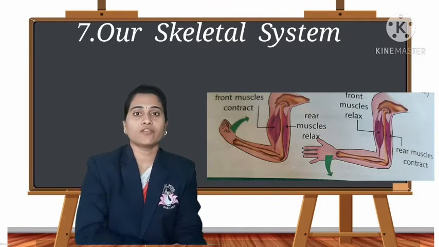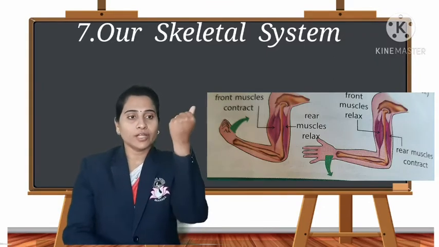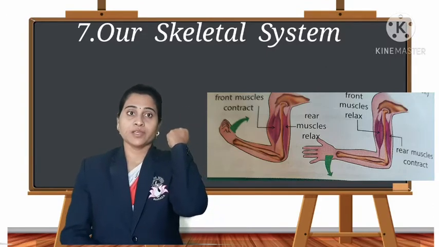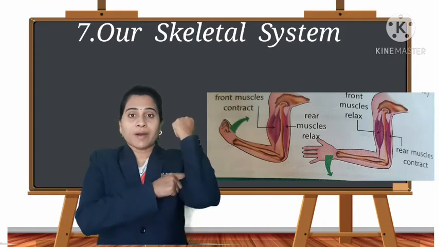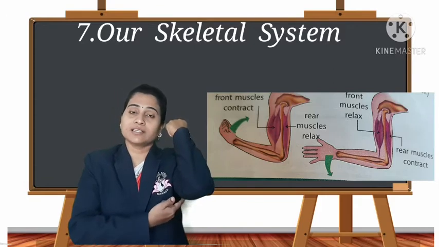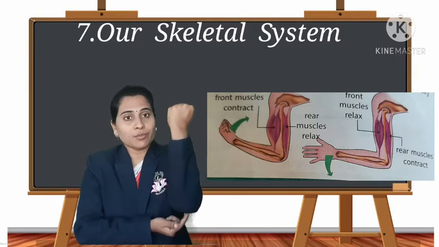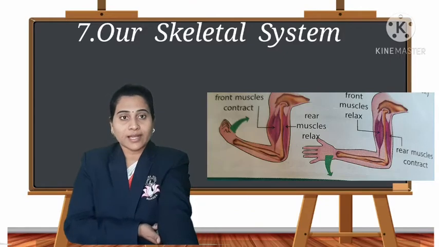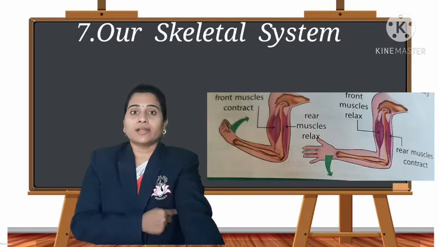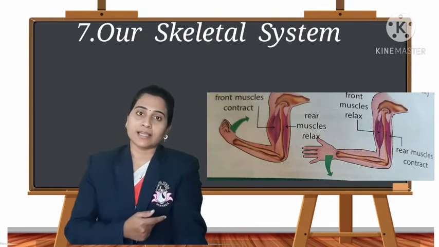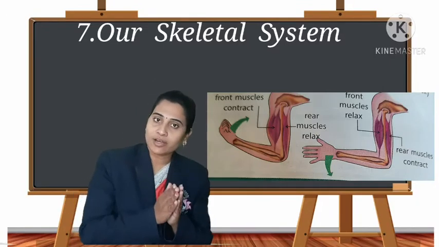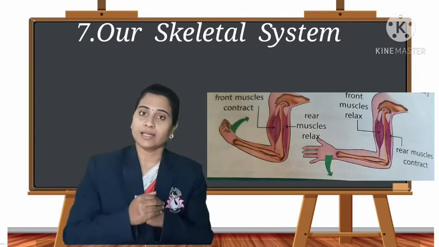For example, you can see your arms. When you fold your hands this way, this part of the muscles contracts, and at that time the opposite part of the muscles relaxes. And when we move our hand this way, these muscles contract and this muscle relaxes. It means muscles work together. If one muscle contracts, the opposite side muscle relaxes.